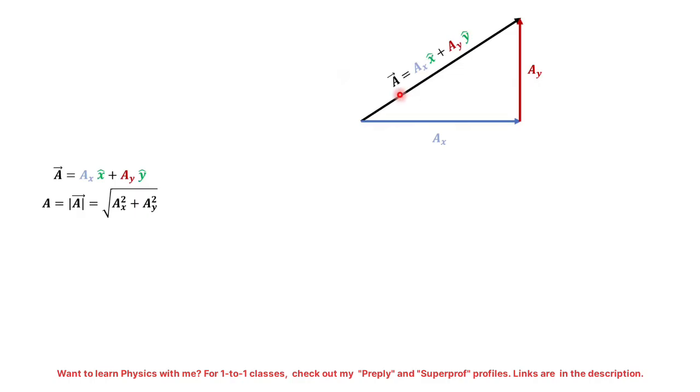The overall vector quantity will be this. That is the vector A equal to Ax x hat plus Ay y hat. Now, these are called components. This is the y component along the y-axis, and this is the x component along the x-axis. So these are the components of the A vector: one component along the x-axis and another along the y-axis.